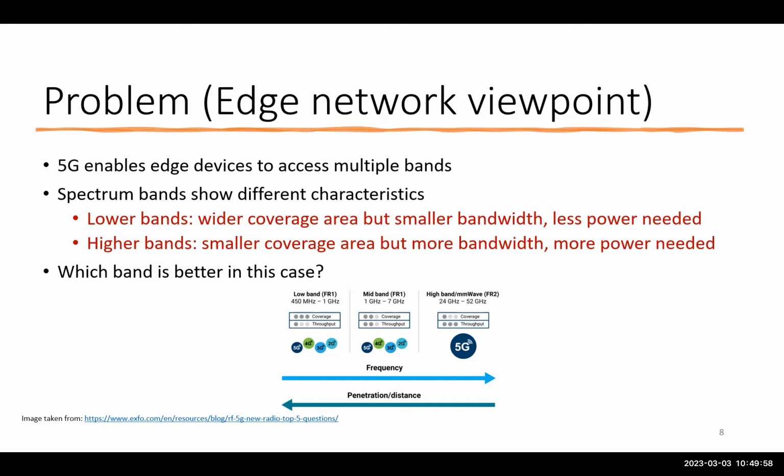Higher bands, on the other hand, they have a smaller coverage area, but we can have a huge bandwidth. We can transfer a huge amount of data at a tiny fraction of time, but we also need more power. So these are some trade-offs that we need to consider. Which band is better?